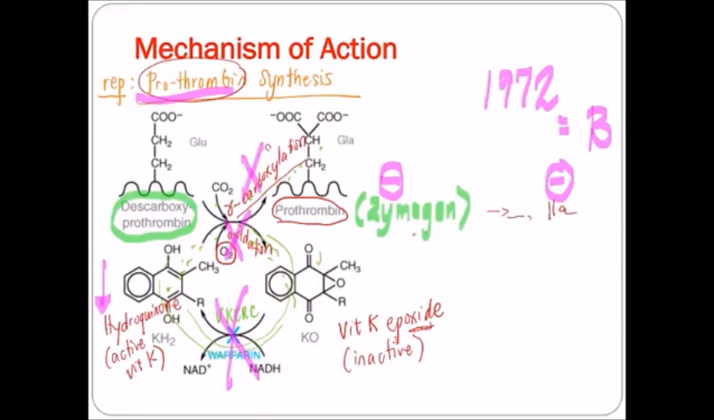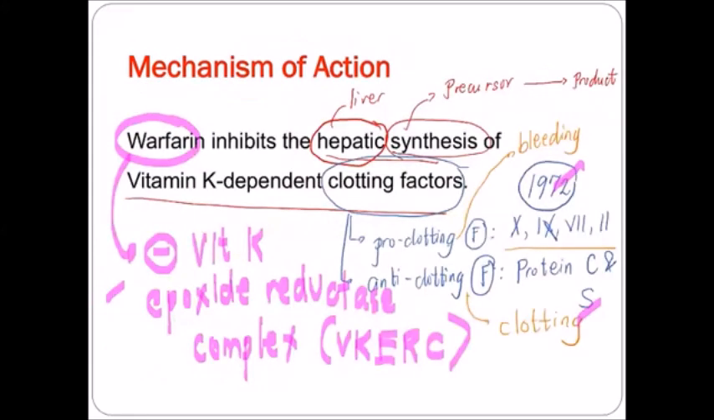However, we mentioned that aside from inhibiting production of 1972, which causes bleeding, it also targets production of protein C and S because protein C and S also require vitamin K para ma-produce sila. So since warfarin targets vitamin K activation, wala tayong protein C and S kaya nagkukulang ng clotting ang warfarin.